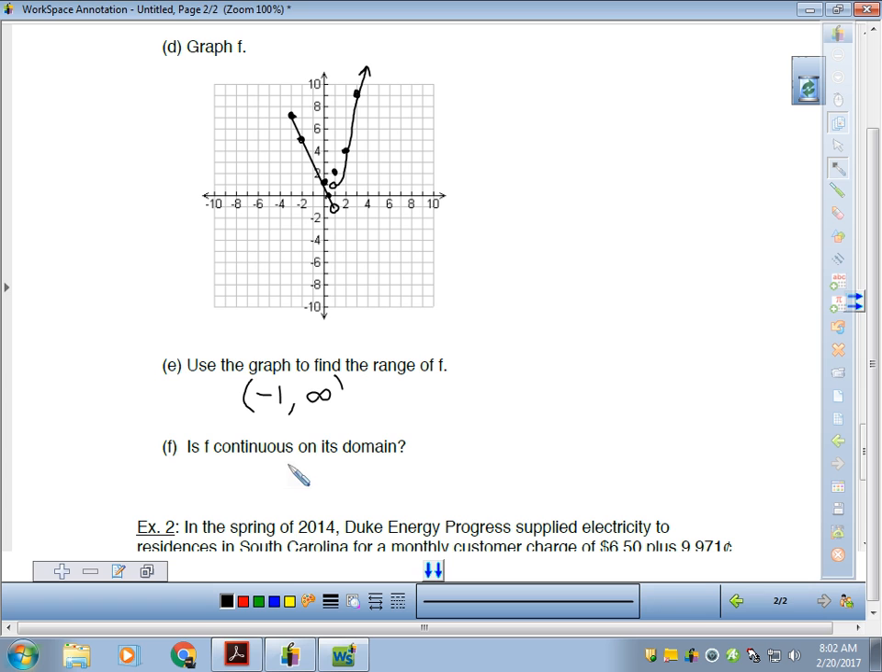Alright, and then part F asks us, is the function f continuous on its domain? Well, can you draw this thing without picking up your pencil? Well, no, because once you get done with this line, you have to pick up your pencil to do this point, and then you have to pick up your pencil again to do this part of the parabola. So, no, it's not continuous on its domain. You're going to have to pick up your pencil to draw it, so it's not. Okay?